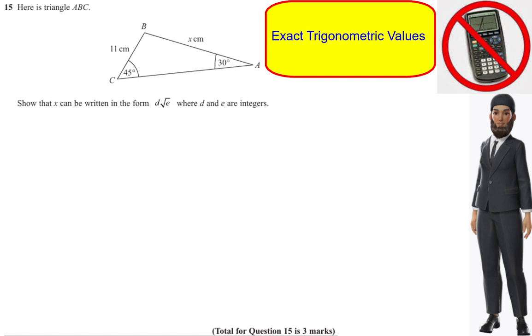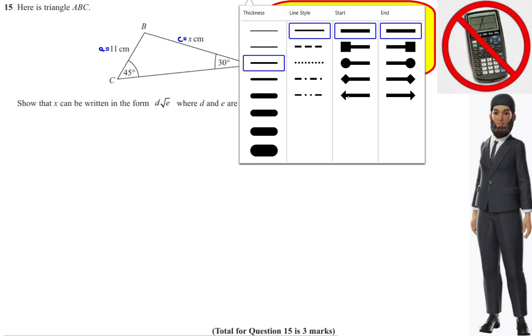So what we're going to do first and foremost is label this. This is the angle C, so this must be the length C. And this is the angle A, so therefore this must be the length A. So I'll put a little A next to this. We're going to link these together. So let's go back over here.